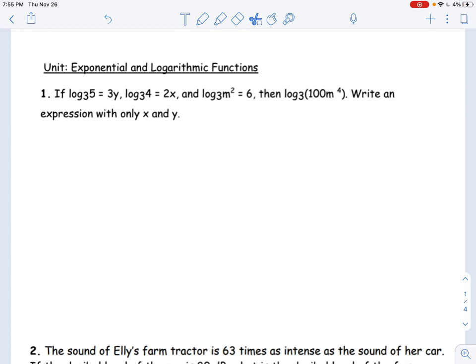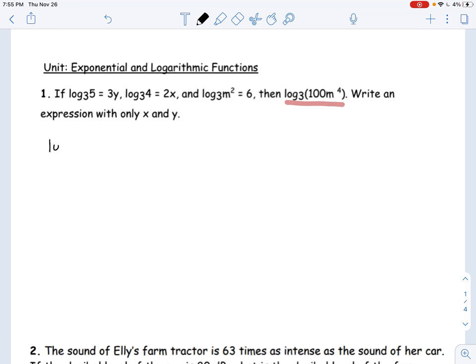So this is the unit exponential and logarithmic review for the midterm. Question number 1 says if log base 3 of 5 equals 3y and log base 3 of 4 equals 2x and log base 3 of m squared equals 6, then we're going to use the expression log base 3 of 100m to the power 4 to write an expression with only x's and y's. So we need to replace all of this with only x's and y's. There should be no logarithms by the end of it.